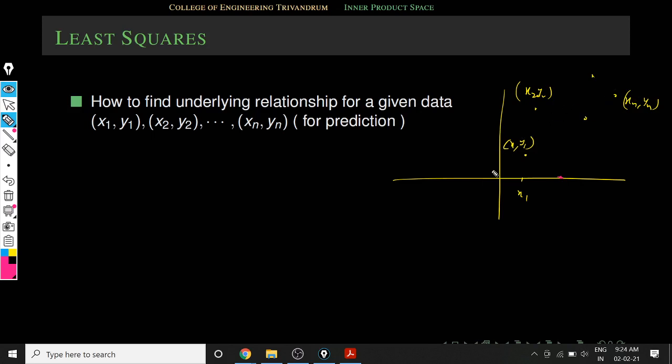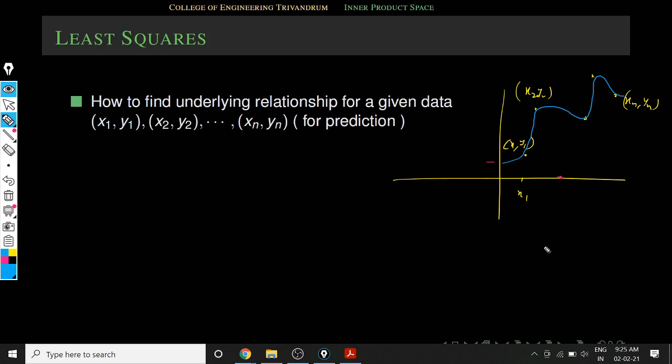For example, suppose we are trying to fit a curve like this. Is it the best curve? Is it the best relation among these data points? No, this may not be the best one, because these types of curves are called overfitted curves.